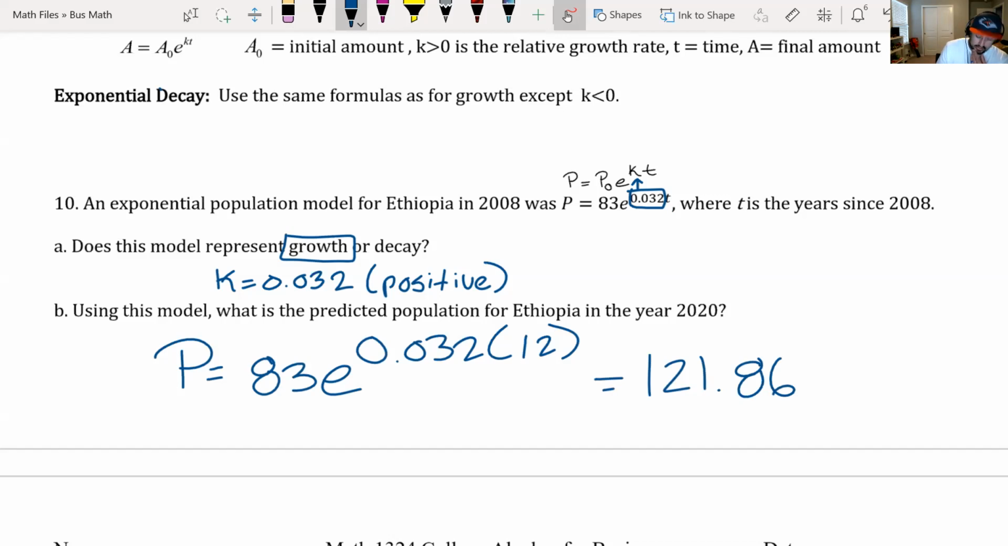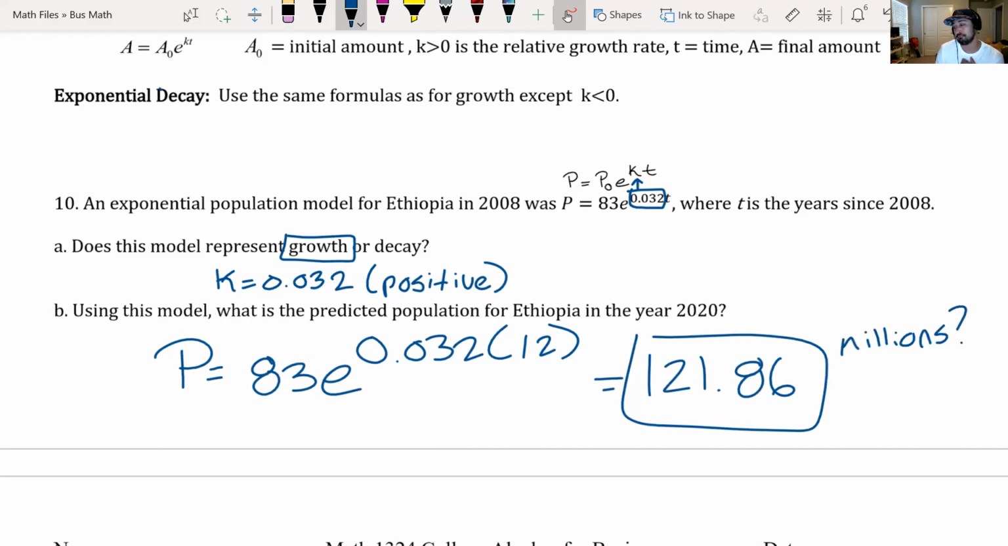So we're not really given a number, like we don't know if this number is in the millions, billions, trillions, but we know by this population model that our population will definitely grow. So yes, this number could be in, let's just say, millions? Okay, cool.